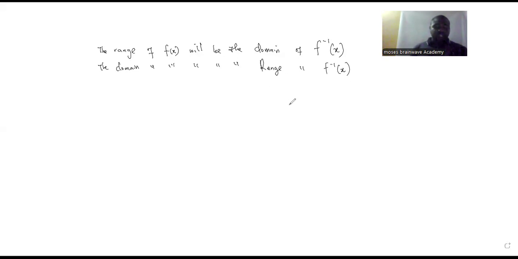So let's see if we can take some other example. I have a very fine example over here. x is equal to 2 upon 3 x plus 7. This is our f of x.